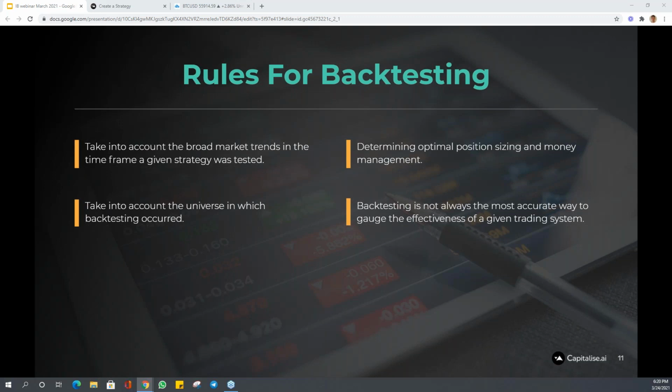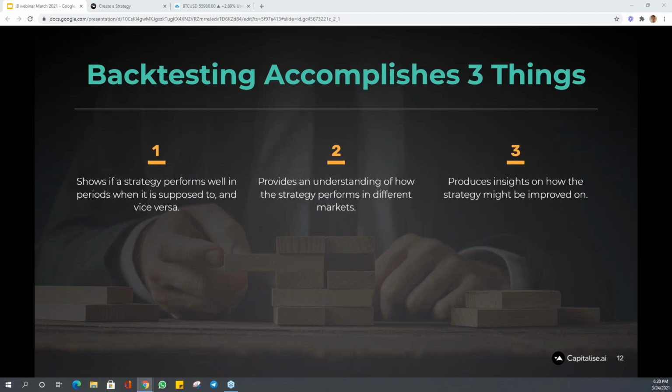Okay, so backtesting accomplishes 3 things. Number 1, it shows if a strategy performs well in periods when it is supposed to, and vice versa. 2, it provides an understanding of how the strategy performs in different markets. And number 3, it produces insights on how the strategy might be improved upon. And that's what we're going to look at now. We're going to look at creating strategies, we're going to look at optimizing strategies, and we're going to actually get those results right now. In a couple of seconds from running these strategies, we're going to pick up the results.